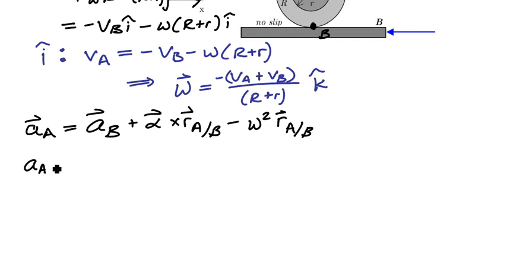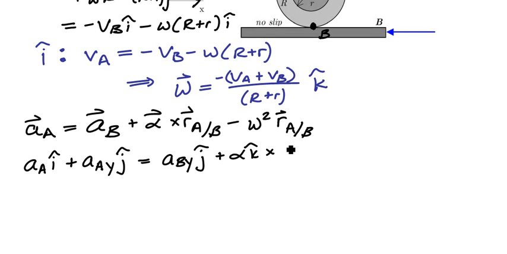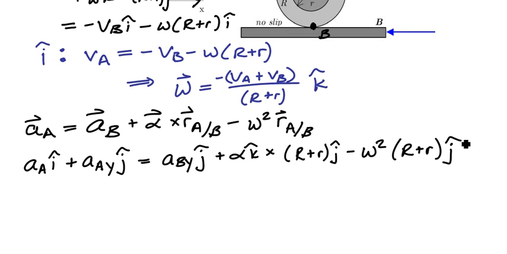Now at this point, what I can say is that the acceleration at point A will be the scalar AA you're given in the I direction, plus an unknown component in the Y, which I'm going to call AAY. And then that's going to equal a component which we're told is 0 in the I, plus an unknown component in the Y direction, which of course will be the J. I'll add to that the unknown alpha in the K, cross the position vector of A with respect to B, which is quantity R plus r in the J direction. I'll subtract from that the scalar value of omega squared. We've just found omega, and then I can multiply that by also the position vector of A with respect to B, which is R plus r in the j direction.